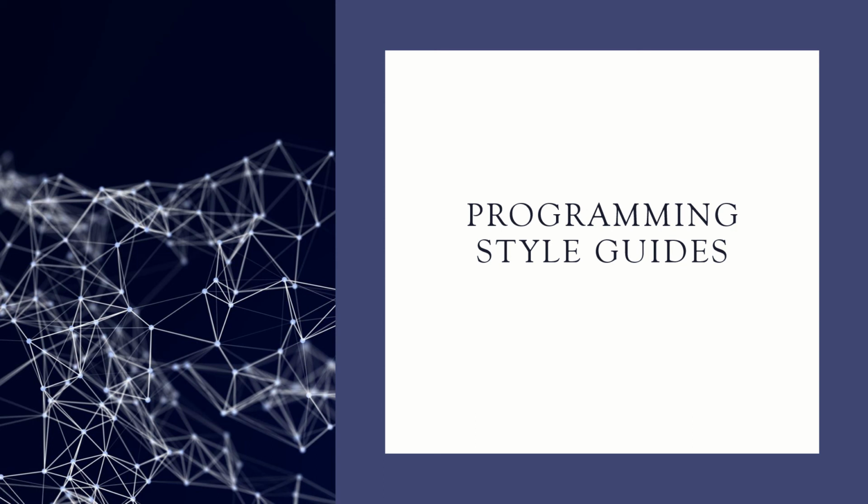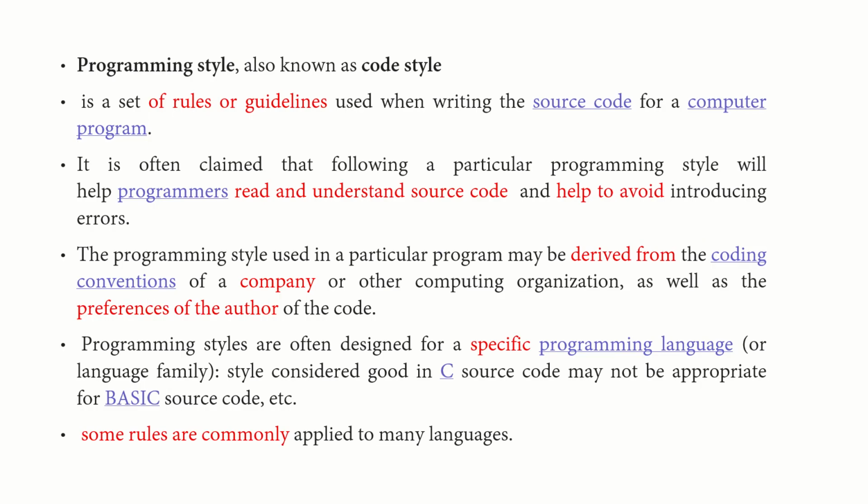So we are going to study about the programming style. Programming style is also known as coding style. That means whenever you are trying to write programs or software for a particular application, it should follow certain style. That is called the programming style, which is also called code style.